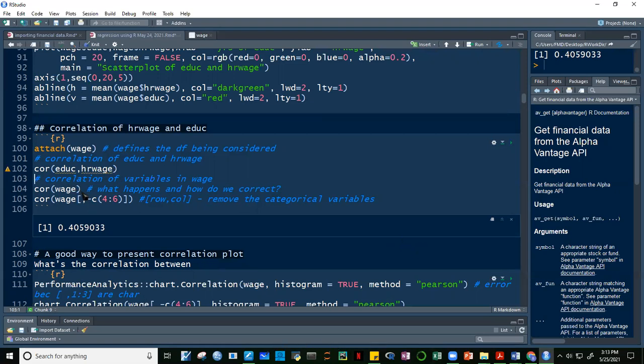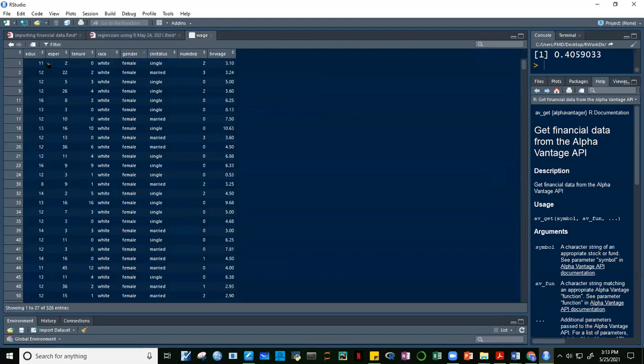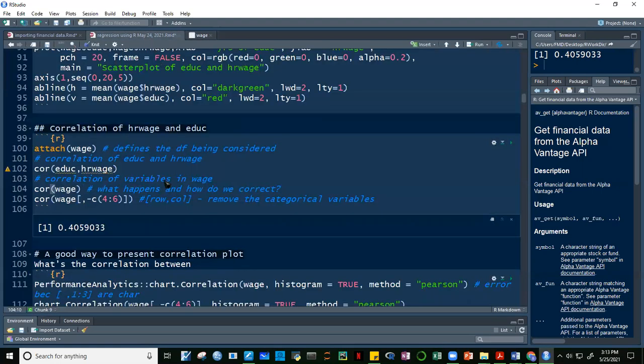ito guys, ito naman. Yung wage, di ba maraming variables yan. Can we get the correlation matrix of all the variables? Let's try this.